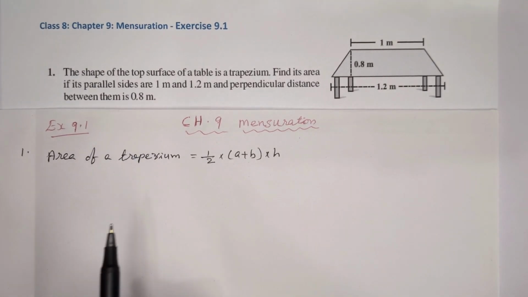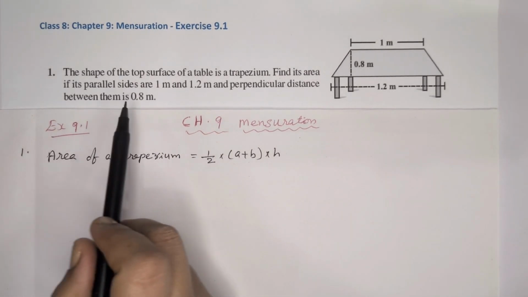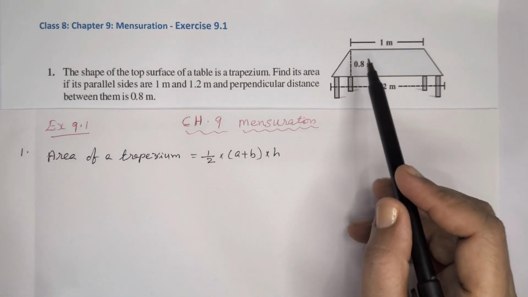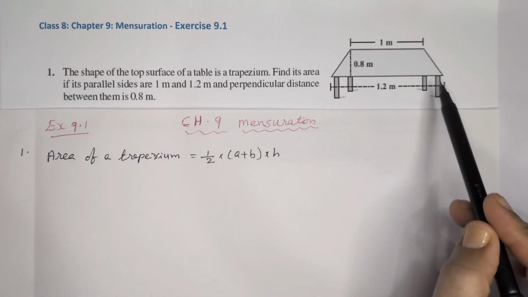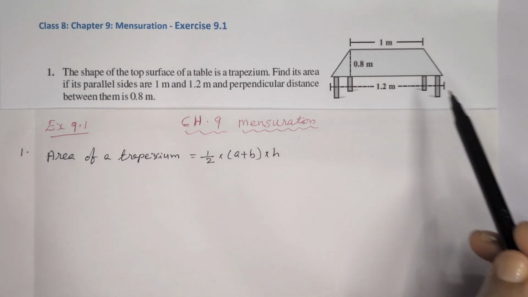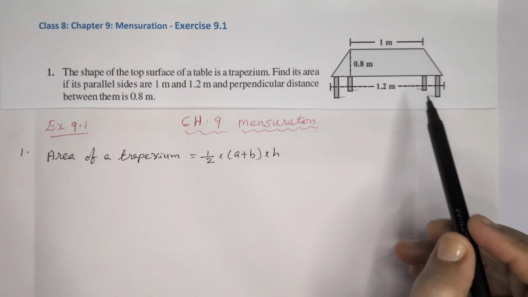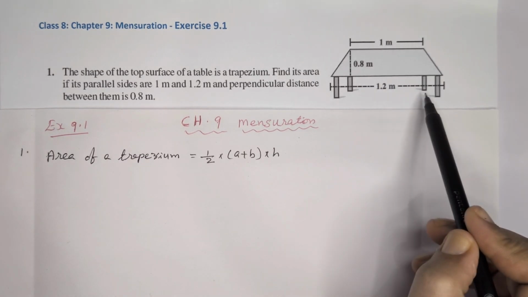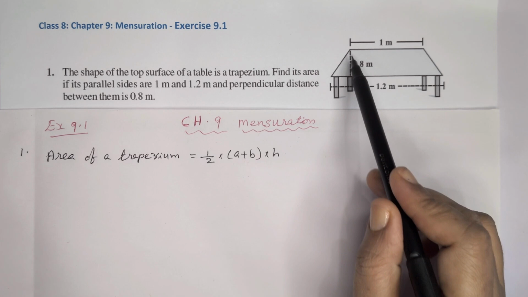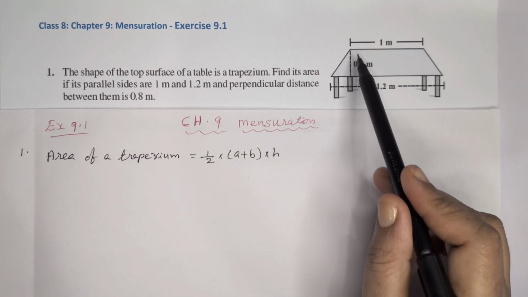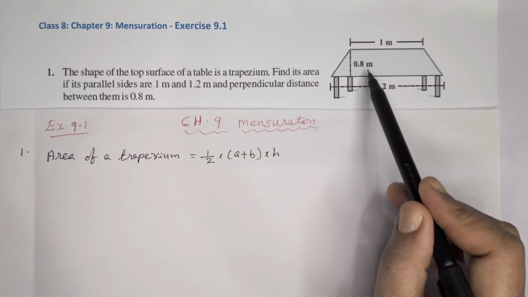Chapter 9 Mensuration. First exercise. The shape of the top surface of a table is a trapezium. Find its area if its parallel sides are 1 meter and 1.2 meter. These two are parallel sides. And the perpendicular distance between them is 0.8 meter.